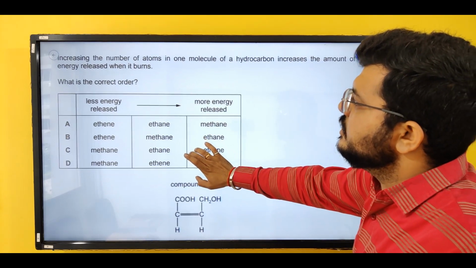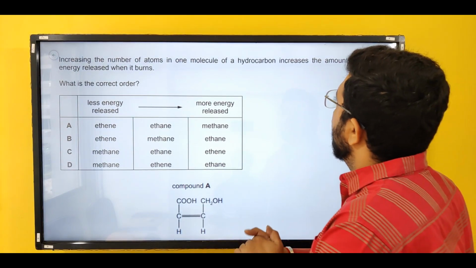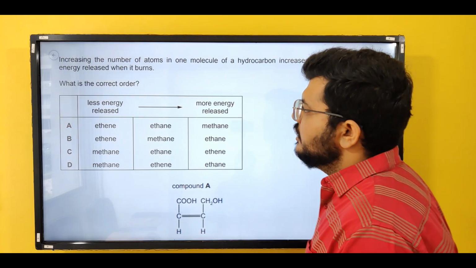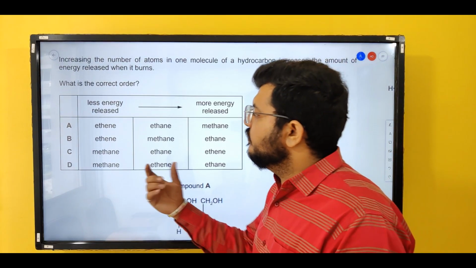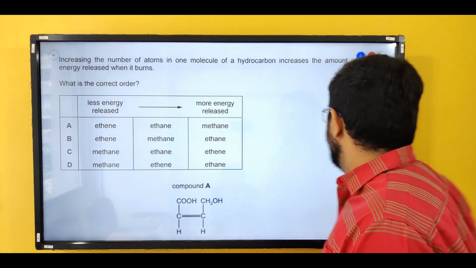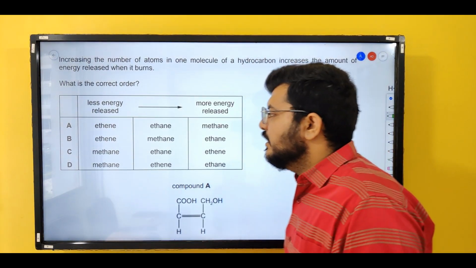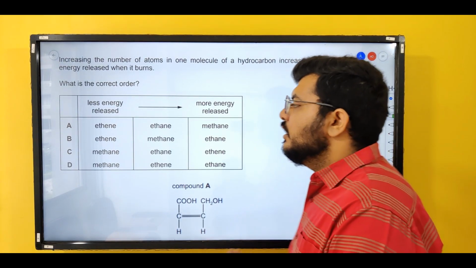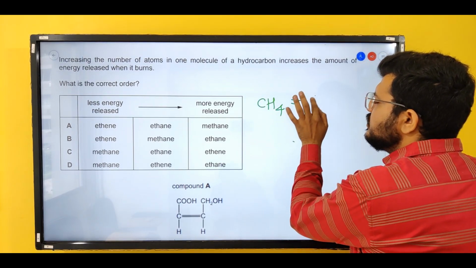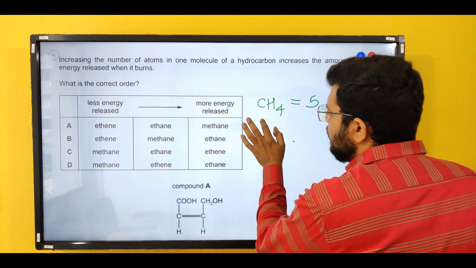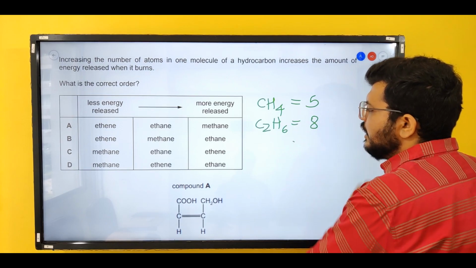So they are asking: increasing the number of atoms in one molecule of hydrocarbon increases the amount of energy released when it burns. What is the correct order, right? They have given us the options of ethene, ethane and methane. They are asking indirectly which of them has the most number of atoms in one molecule and which of them has the least number of atoms. So methane will be CH4. This has 5 atoms, right? Ethane is C2H6, so there are 8 atoms.